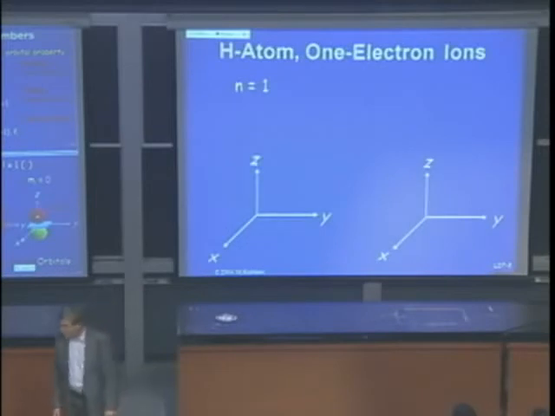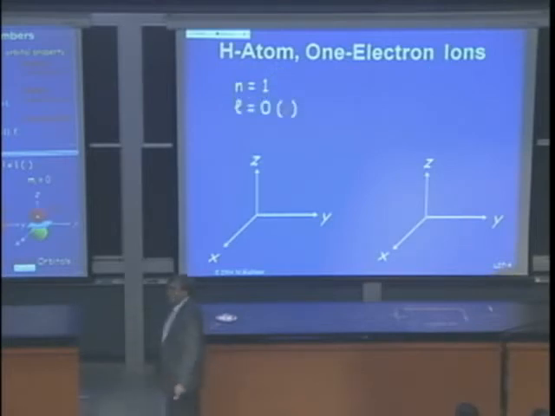Now let's look at this a little bit more in detail. N equals 1, and this is all for a one-electron system. This is not an ion, this is an atom, I'm supposed to say. N equals 1, so L can only be 0. There is no L equals 1. L is 0, that's s. We call this orbital s.